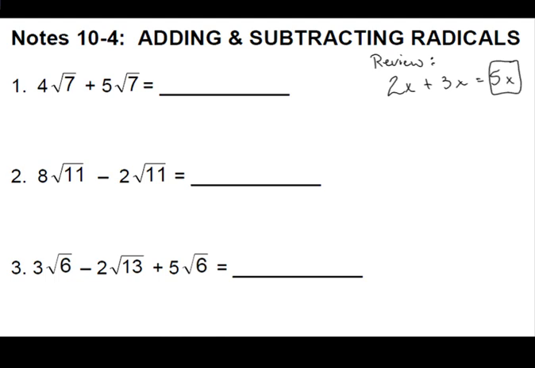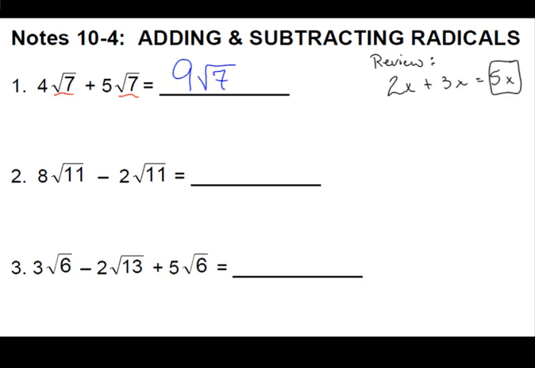Working with radicals is basically the same type of thing. We have to make sure that the radicals are exactly the same. They have the same number inside of them. So looking at our first example here, this one says the square root of 7, and this one says the square root of 7. So therefore, we can treat those the same. So I add 4 plus my 5, which gives me 9, and my square root of 7 is just along for the ride.